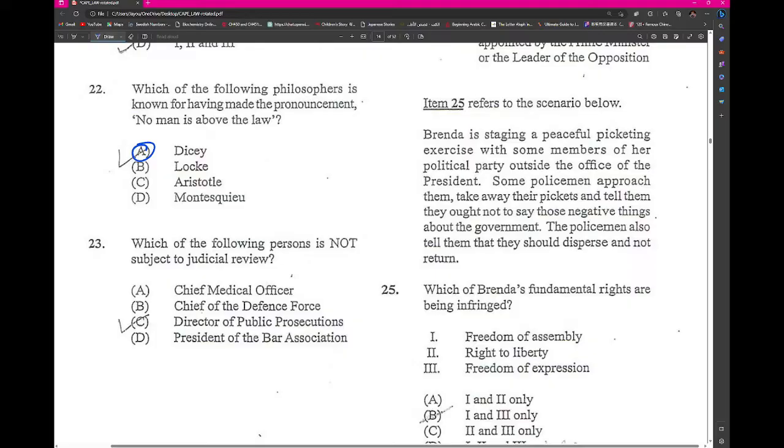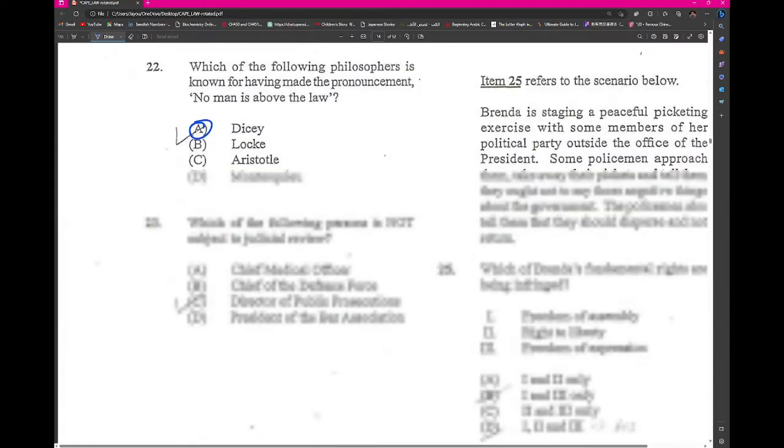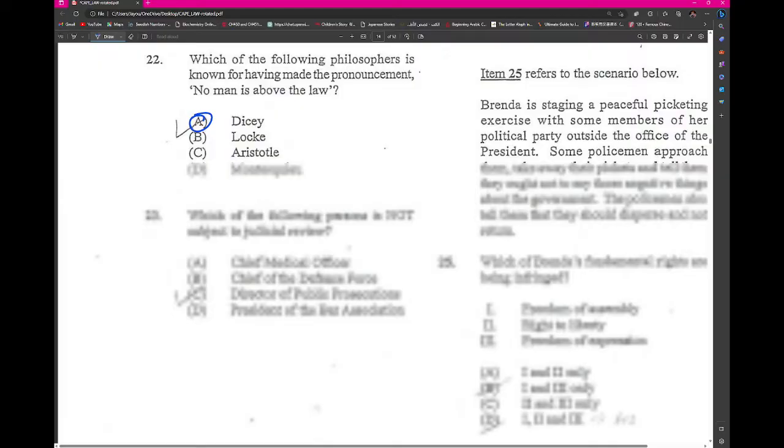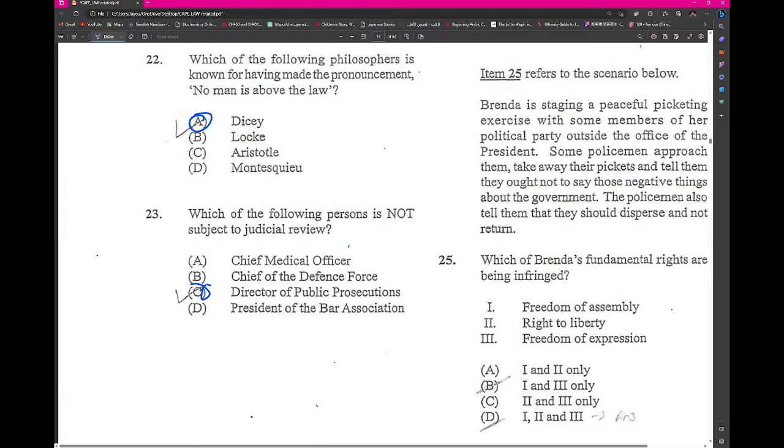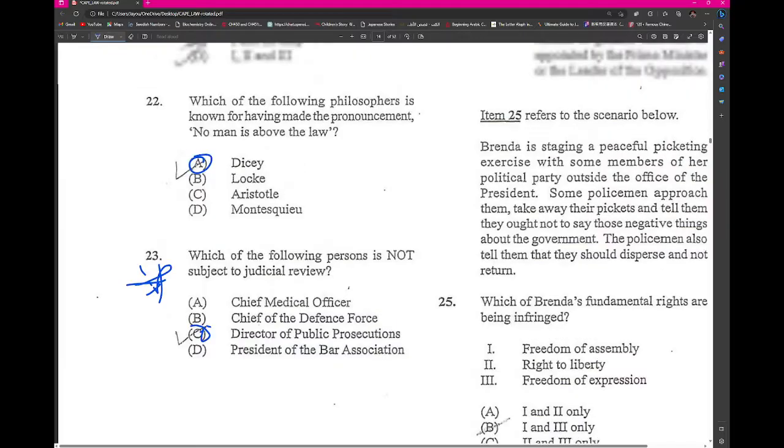Which of the following persons is not subject to judicial review? Alright, I think it would be this. Is not subject to judicial review, no? I'm going to have to review this entire thing. What do you think is the best answer?